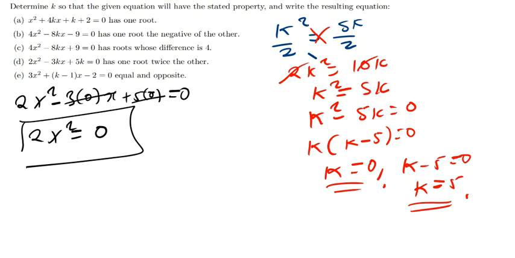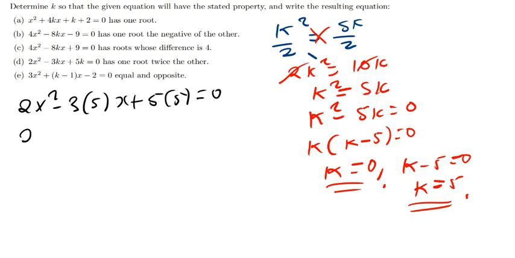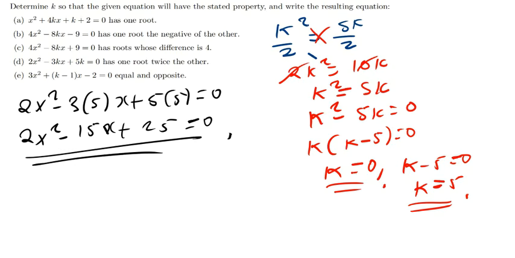The second result, where there is k, put 5. So what you do is 2x squared minus 3, where there is k, put 5, then x plus 5, where there is that, put that one, is equal to 0. So you have 2x squared minus 15x plus 25 is equal to 0. So this is the result. Who is confused?